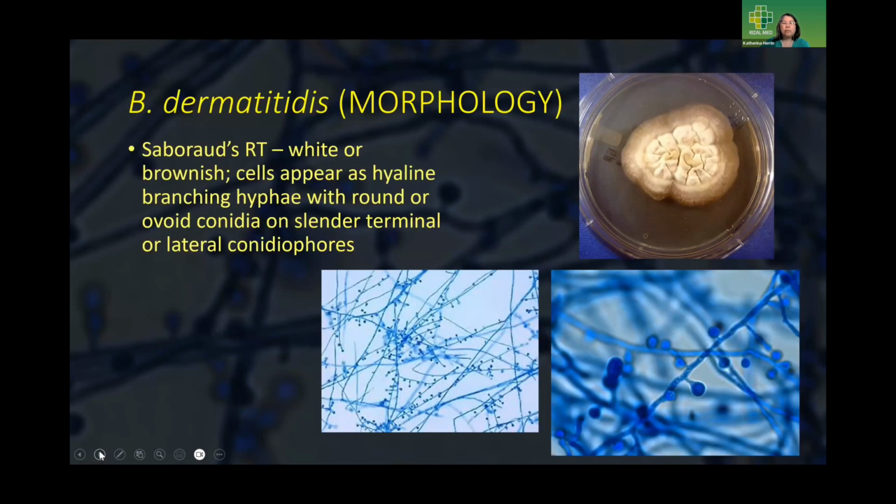Blastomycosis is caused by Blastomyces dermatitidis. On SDA at room temperature, it grows as a mold, which is described as a white or brownish colony with branching hyphae, bearing spherical, ovoid or piriform conidia on slender terminal or lateral conidiophores.